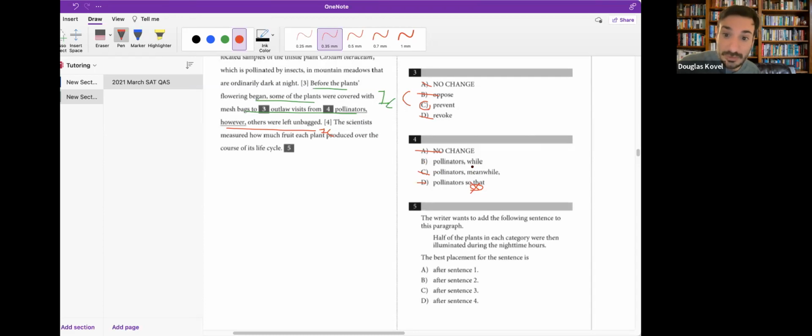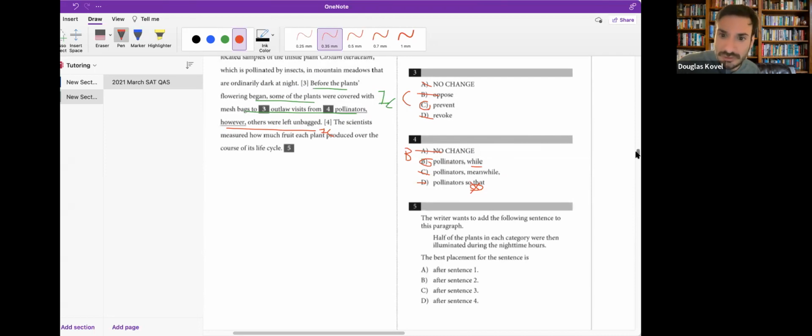But if I use a subordinating conjunction, "while," then I'm left with the dependent clause "while others were left unbagged." So because that's dependent, then I am allowed to use that comma to connect it to the full sentence before. So B would be correct. So again, this is probably the hardest question on this passage, just in the sense that it really requires the most sophisticated grammar knowledge to have.